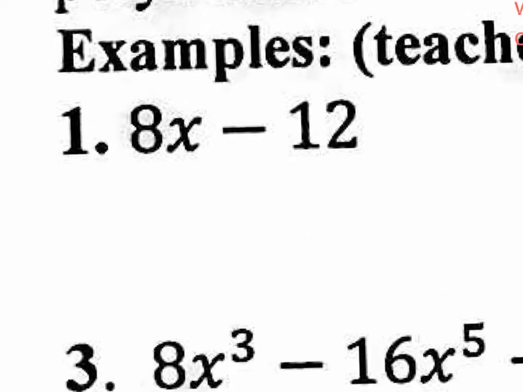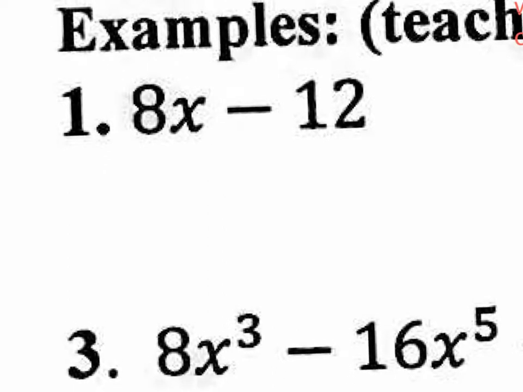Number 1, I have a binomial 8x minus 12. So I need to ask myself, what's in common in each term? Is there an x in both terms? No. There's an 8 and a 12. So I could do the multiple. What's in common in both terms right there?